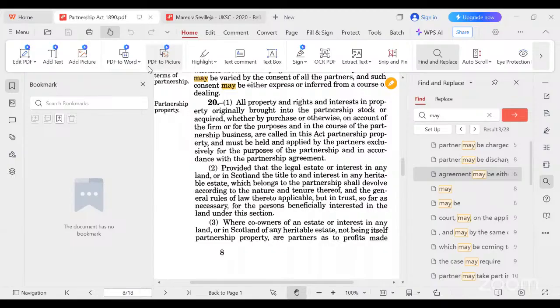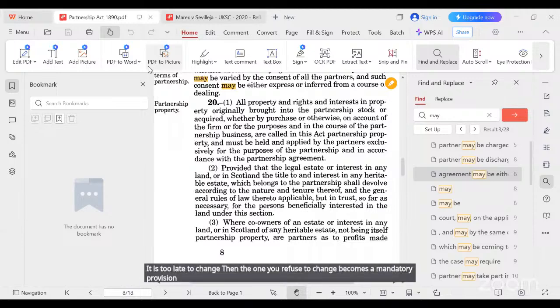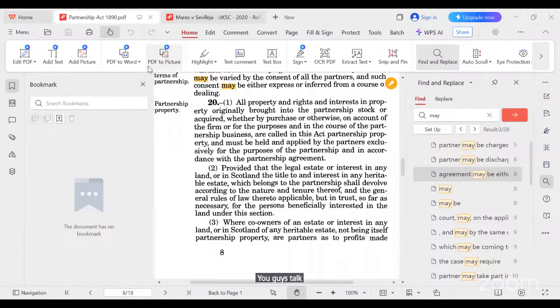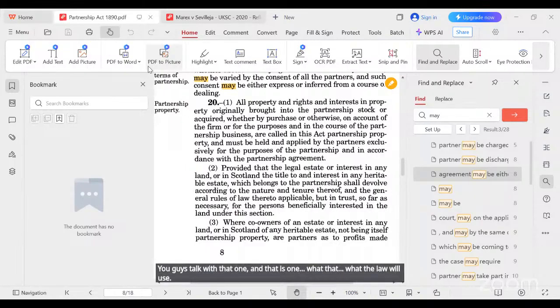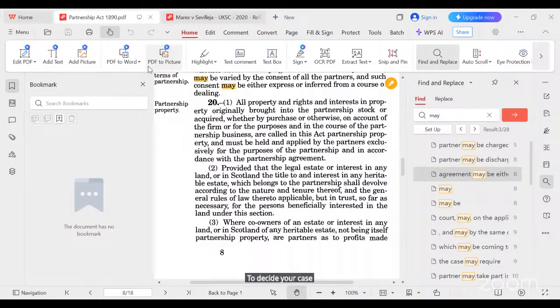It is too late to change. Then the one you refuse to change becomes a mandatory provision for you. You are stuck with that one, and that is what the law will use to decide your case, even where it brings you dissatisfaction, agony, pain, disenchantment. You are stuck. So the three components: underlying rule, the power to change.